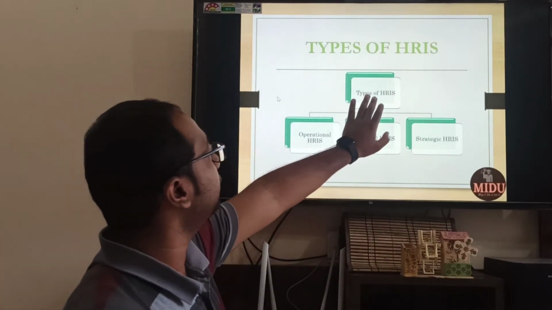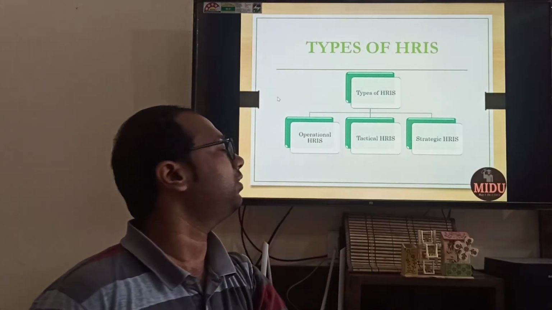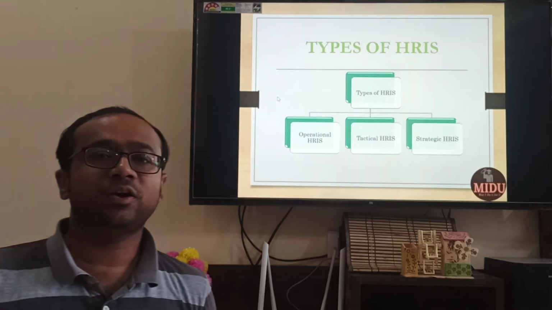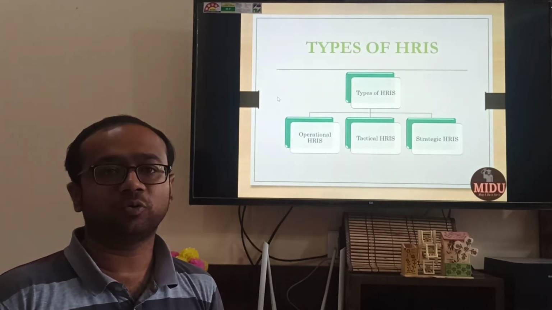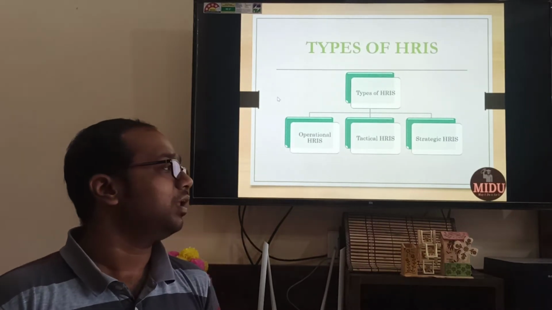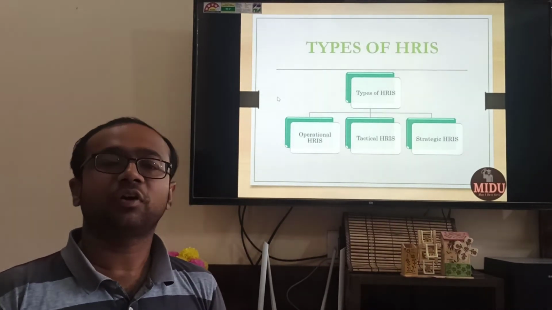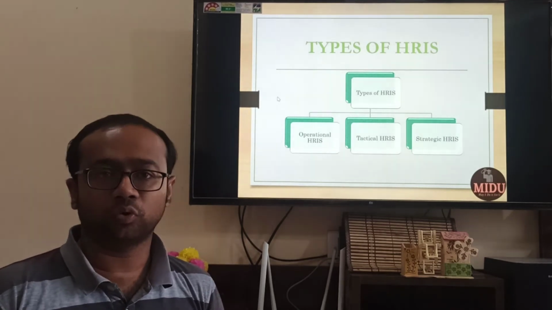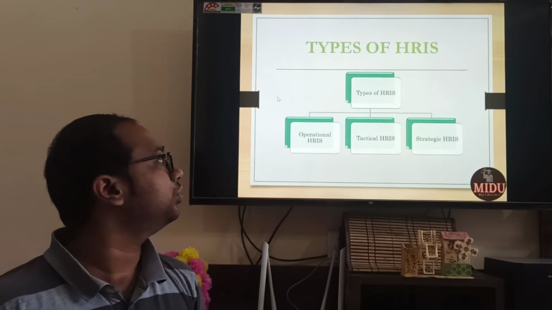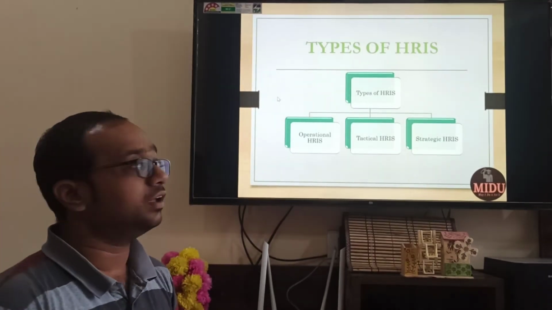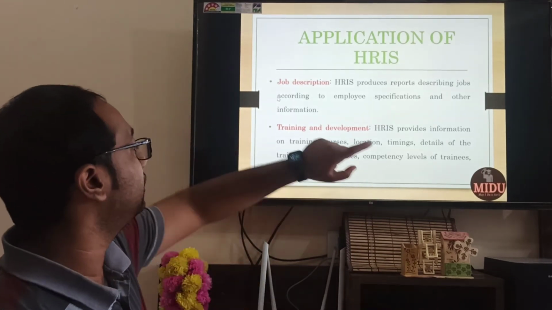Types of HRIS. So HRIS can be divided into three types depending upon the usage: operational, tactical and strategic. Operational, day-to-day level things. So whenever we say operational is day-to-day, whatever things are to be done, that are operational level. Next comes the tactical level. So basically mid-level sort of things which are not day-to-day but not very long-term also. And third, strategic, in which we are basically defining the strategy for the organization. That is strategic HRIS.